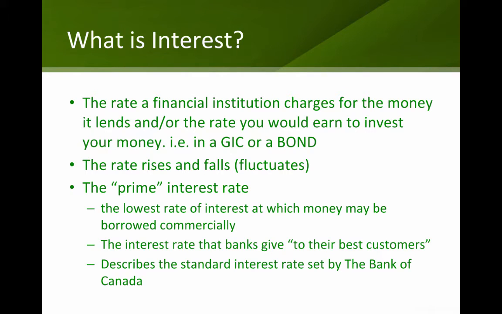So remember, risk versus return. If you are a risky customer, the bank is going to charge you a higher interest rate. And if you have a bad credit rating, the bank will charge you a higher interest rate. So generally speaking, corporations don't have bad credit ratings and they get the best rates. It is possible, though, for you and I to get the prime rate. I have the prime rate, and it is on my line of credit. Basically, again, it describes the standard interest rate, and it is set by the Bank of Canada.